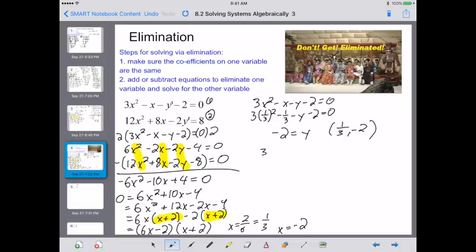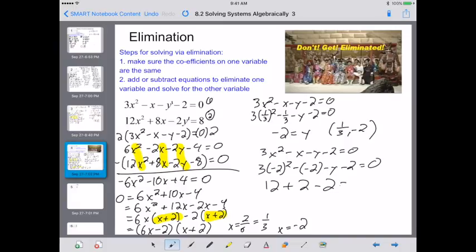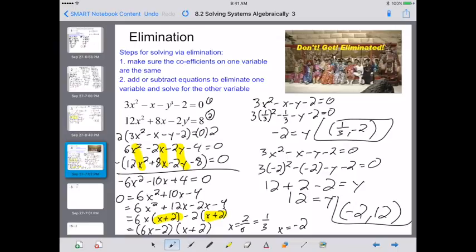And then again, we have to do our other root as well. 3x squared minus x minus y minus 2 equals 0. Again, that first equation. Plug in the -2 wherever we had our x. So we end up with 12 plus 2 minus 2 equals y. Again, bringing that y over by adding, leaving us with 12 equals y. This giving our other solution of (-2, 12). So we have our two solutions for this system then.